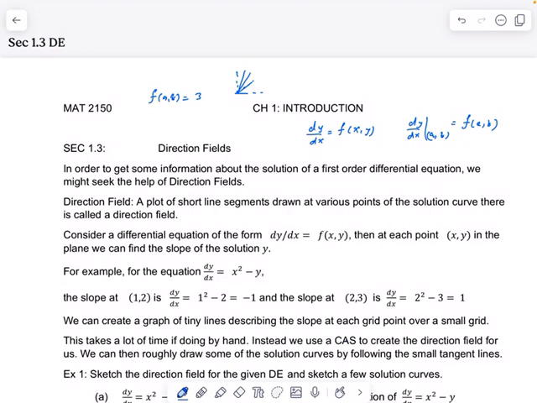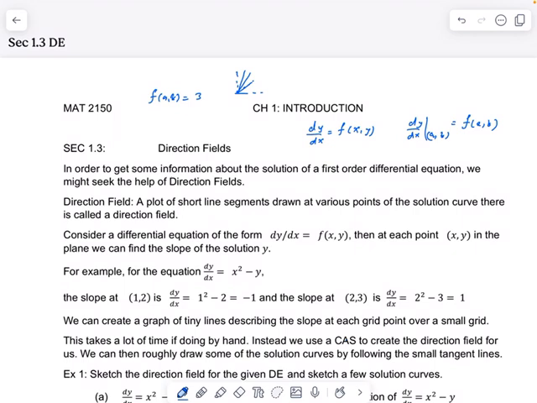We have to imagine a small, short line segment, and in some computer algebra systems, they draw it by drawing a little arrow, but the line is a very small line segment. Then we find these values of dy by dx at a few points, and that gives us an idea of what the solution will look like. It can also give some other information about the solution.